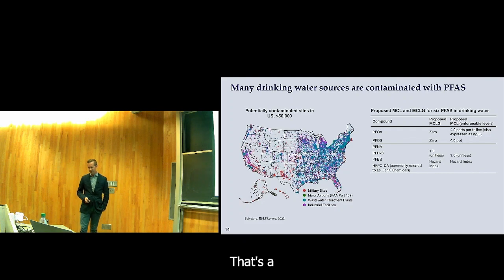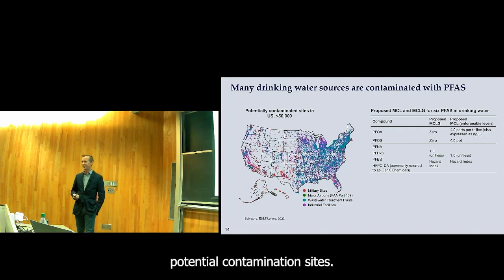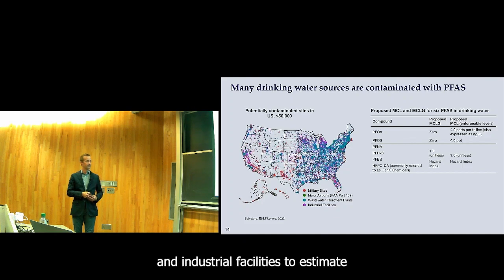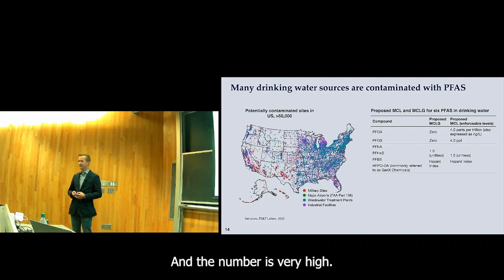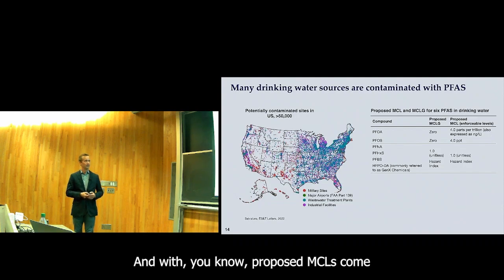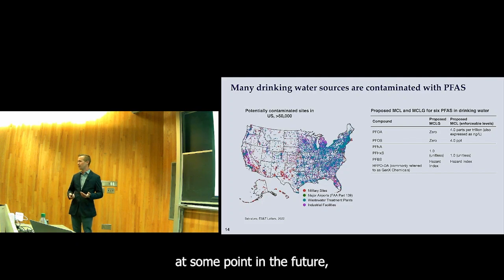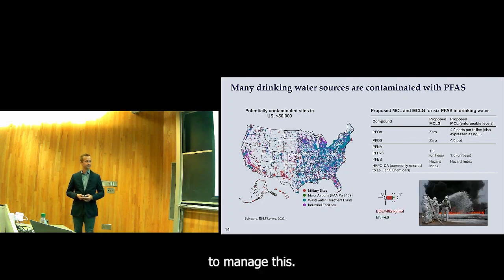It's a concern because there are lots of potential contamination sites. This was from a pretty recent study in ES&T Letters that used proximities to military sites, major airports, wastewater outflows, and industrial facilities to estimate how many potential water sources are contaminated. And the number is very high. And with proposed MCLs coming at some point in the future, drinking water utilities will have to manage this.